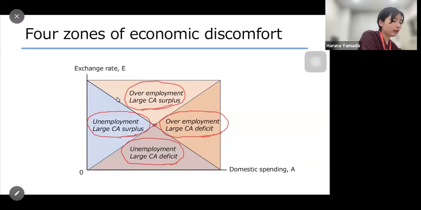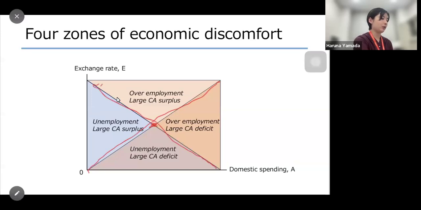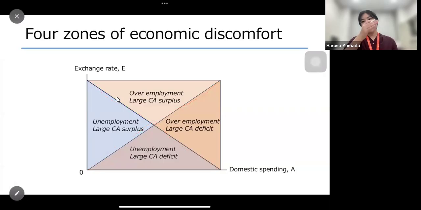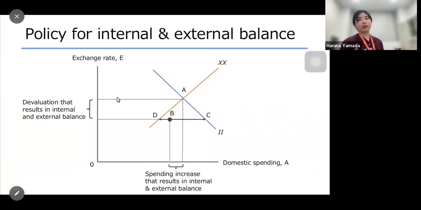At the center point here, the economy can achieve both internal and external equilibrium. So this is the internal and external equilibrium. This line is for the external equilibrium, and this line is for the internal equilibrium. So let's simplify these lines, internal and external equilibrium.